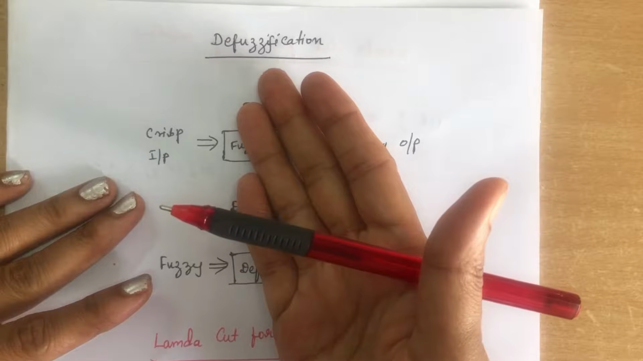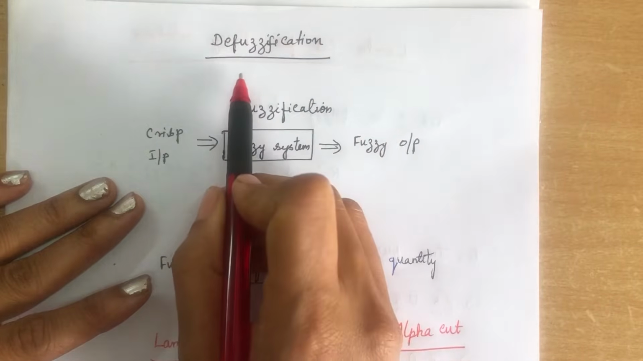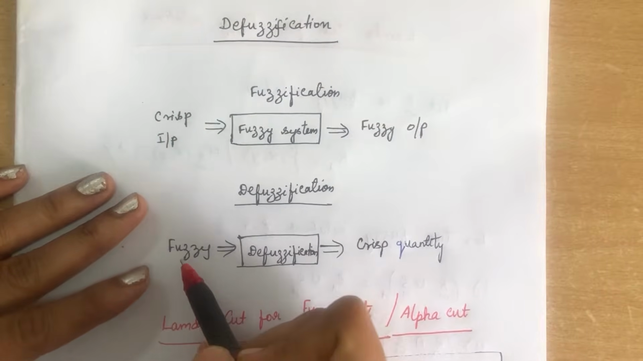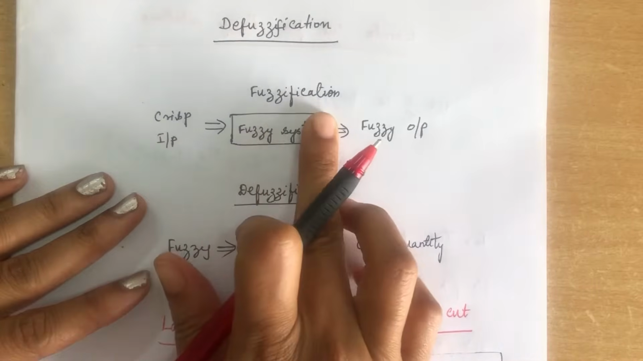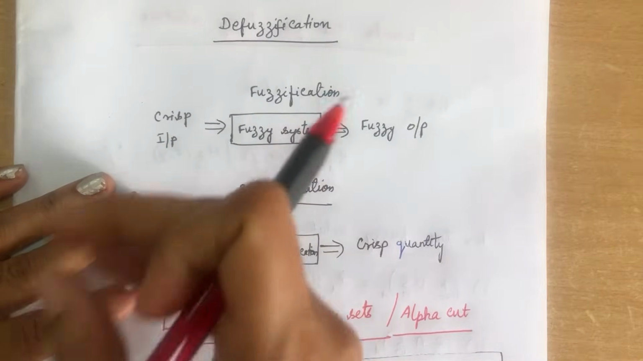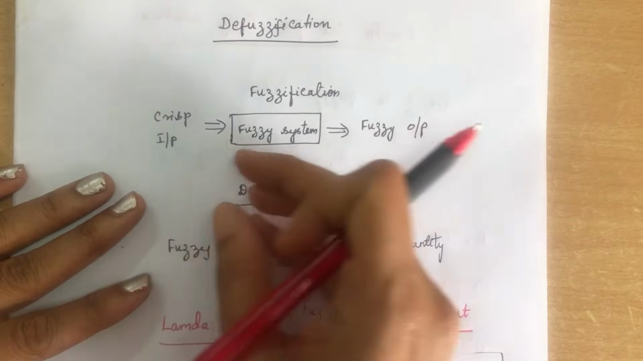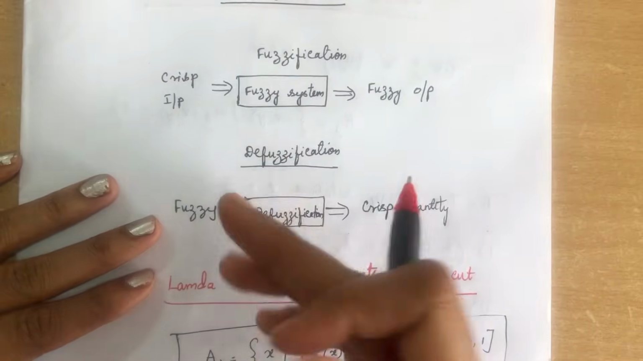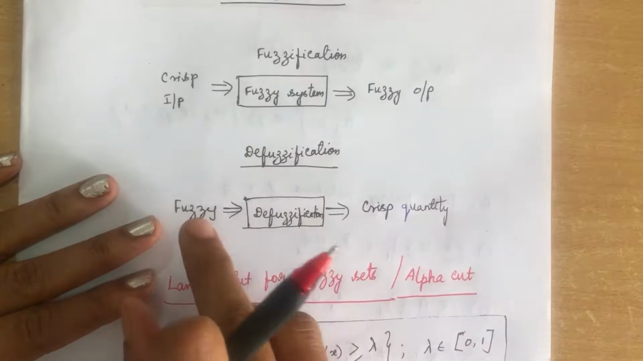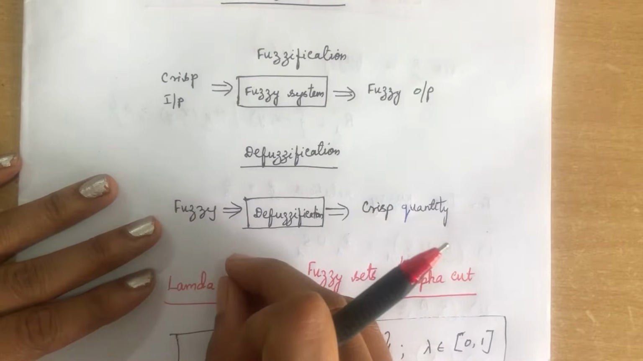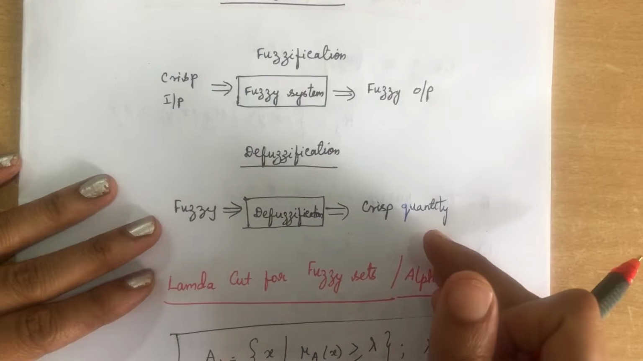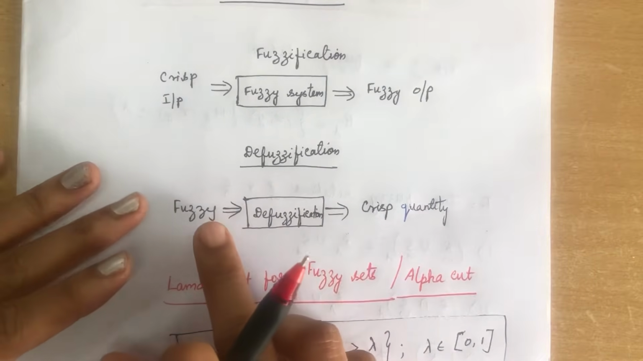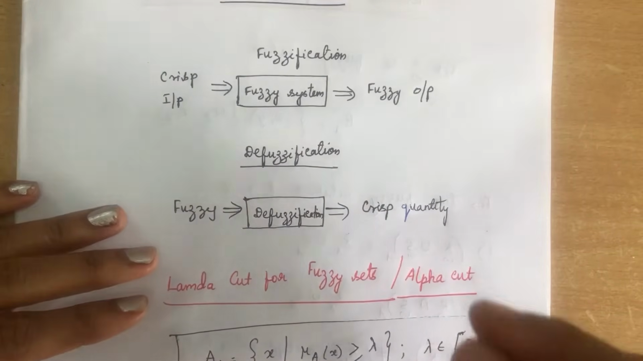And what is defuzzification? By the name itself, we can tell that defuzzification is a process of converting a fuzzy quantity into a crisp quantity. This is fuzzification, where you are converting a crisp input or crisp set or crisp relation, whatever it is, into a fuzzy output. What is defuzzification? It is a reverse process where you convert fuzzy quantities, fuzzy values or a fuzzy set, into a crisp quantity, crisp value or crisp set. That is called defuzzification. So here we convert fuzzy values into one single output.